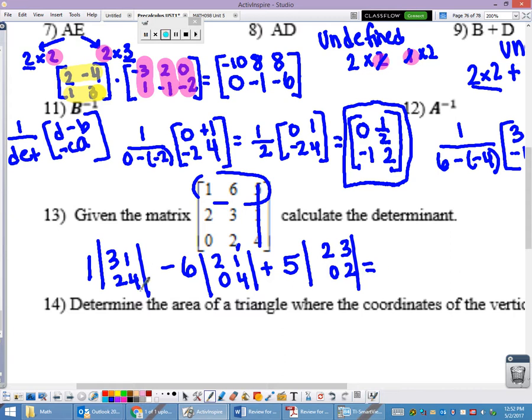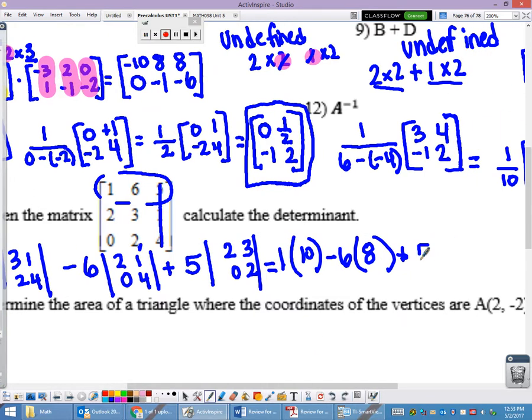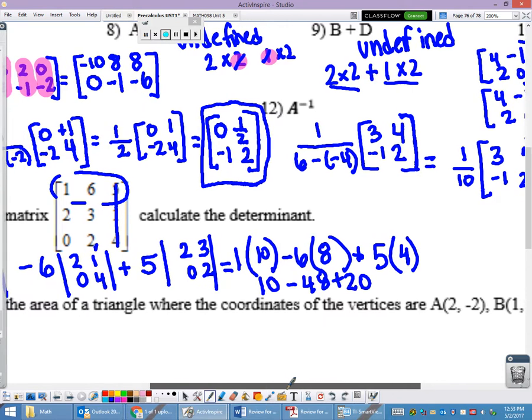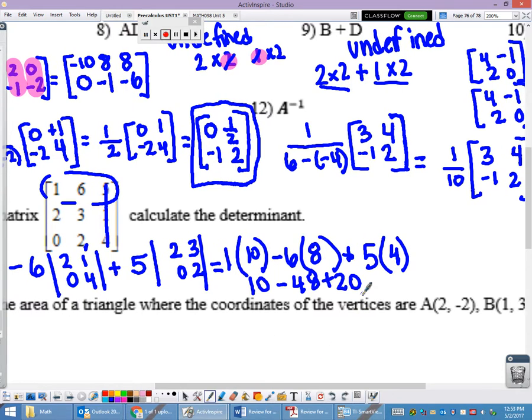Okay, again, to find the determinant, you cross multiply and subtract. So it's going to be 1 times 12 minus 2, which is 10. And then minus 6 times 4 times 2 minus 0, which is 8. And then finally, 5 times 4 minus 0, which is going to be 4. And now I'm going to multiply all of those out. So 10 minus 48 plus 20. And I'm going to simplify that to get negative 18.